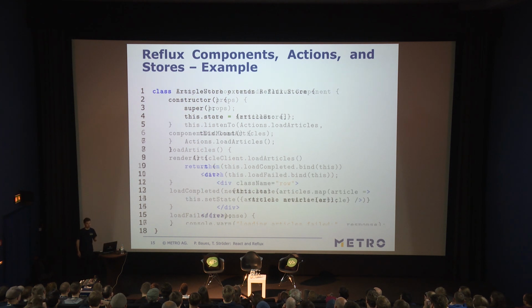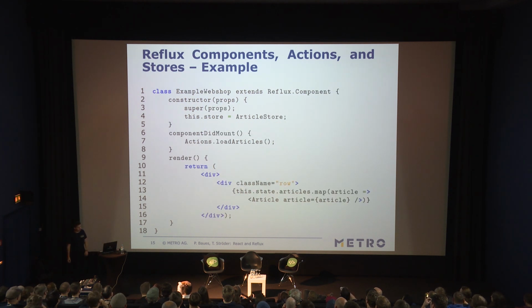Okay. So what is a component? We have also a small example for a component, and then we'll get to what we should do and shouldn't do for state. Okay, so a component we have here. In the constructor, you can see that we have this.store equals article store.